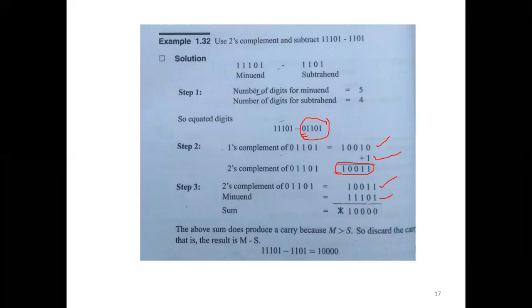So finally you will get some value. You have to neglect the carry. If there is a carry, you have to neglect it. That is the 2's complement subtraction.